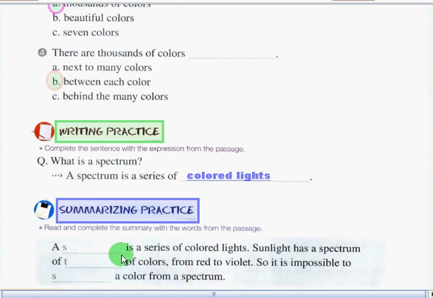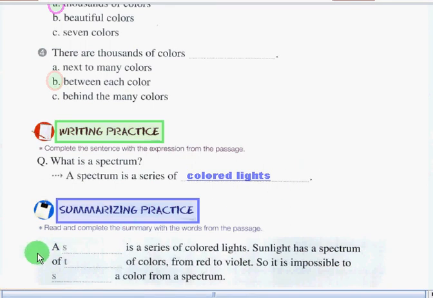A blank is a series of colored lights. Sunlight has a spectrum of blank of colors, from red to violet. So it is impossible to blank a color from a spectrum. Alright, so what do you think is the missing words? Okay, so let's answer it now.